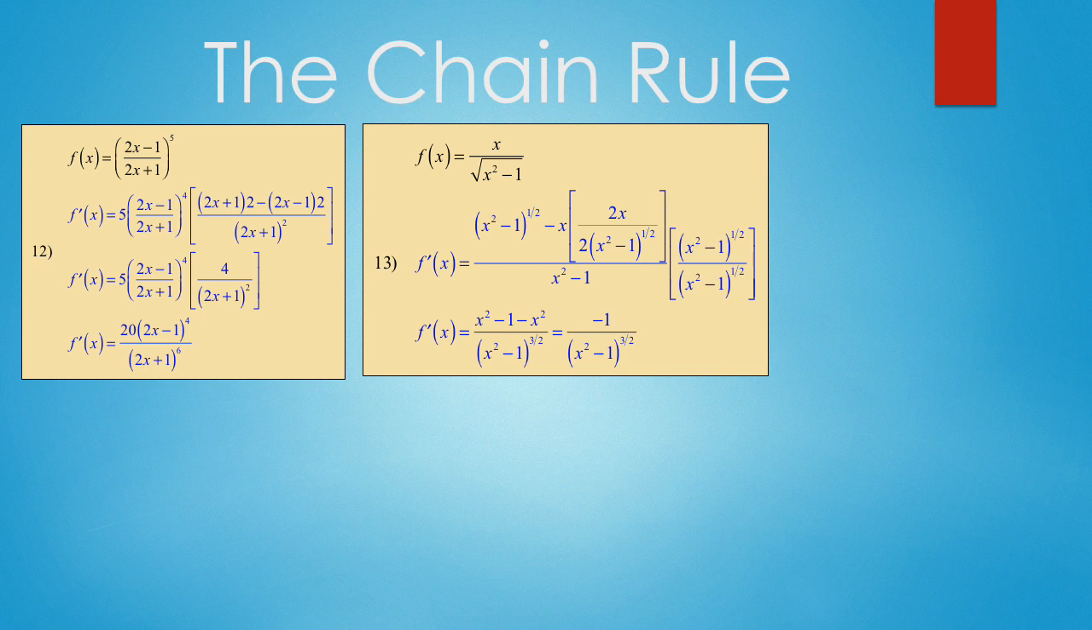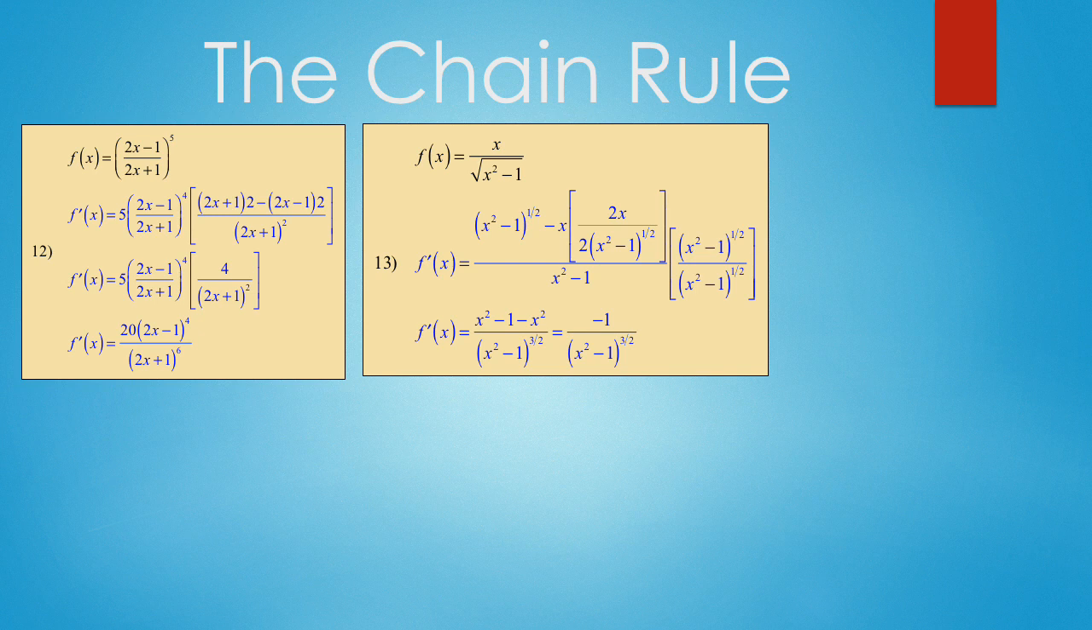Upstairs, we get x squared minus 1 to the 1/2 times 1 minus x times the derivative of x squared minus 1 to the 1/2 power. And that involves the power rule, and we end up with 1/2 x squared minus 1 to the negative 1/2 times 2x. We now have a complex fraction, and the best way of clearing this complex fraction is simply multiplying by x squared minus 1 to the 1/2 over itself. And when we do that, magic happens.